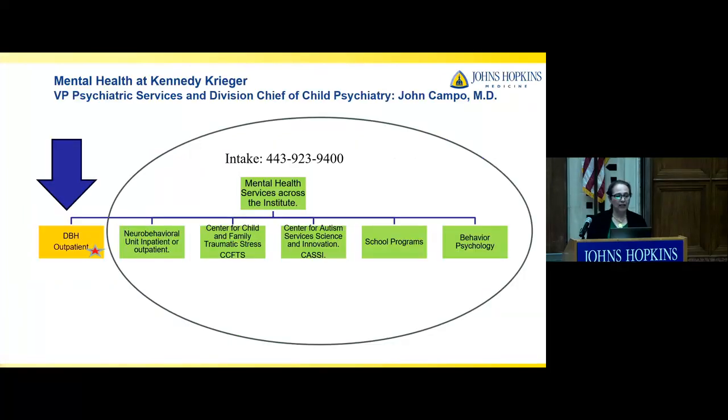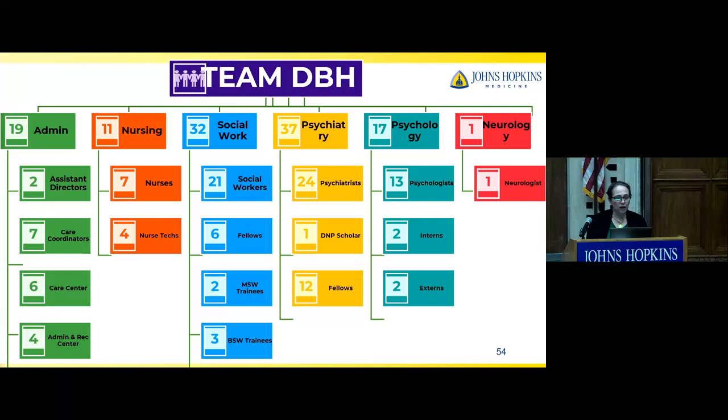We have that little yellow part. It's our program, Developmental Behavioral Health. It's part of the Kennedy Krieger Bigger Mental Health Services. This is our team. We have 37 psychiatrists and 12 fellows. We have psychologists, social workers, nursing. This is a medical patient-centered operation that delivers evidence-based treatment in an interdisciplinary manner. We have nursing to support our physicians.